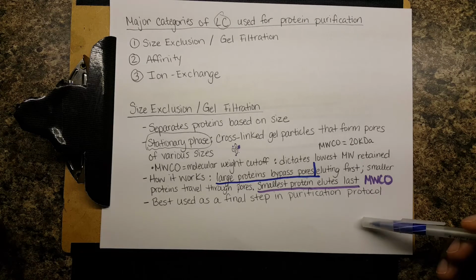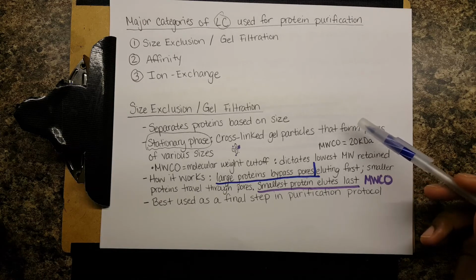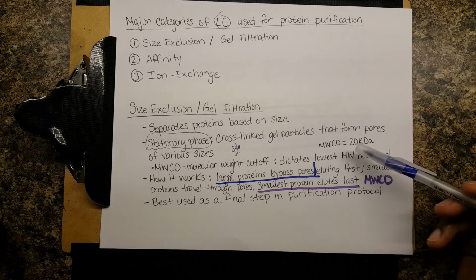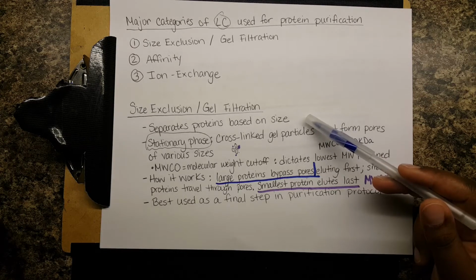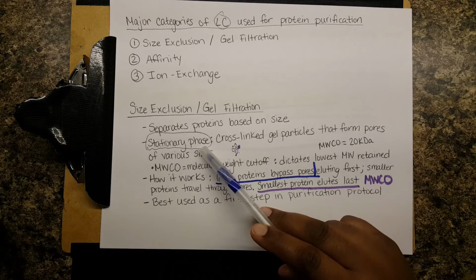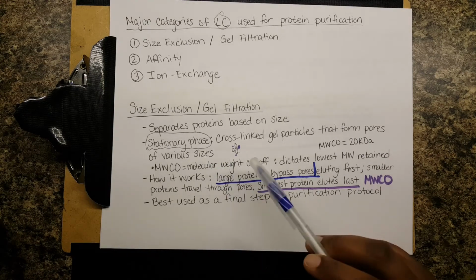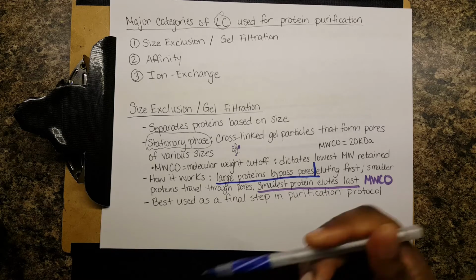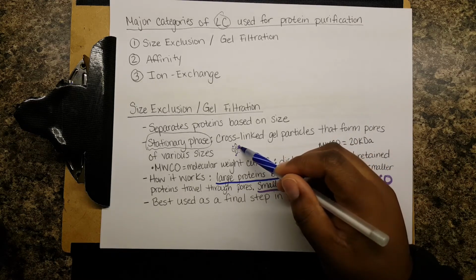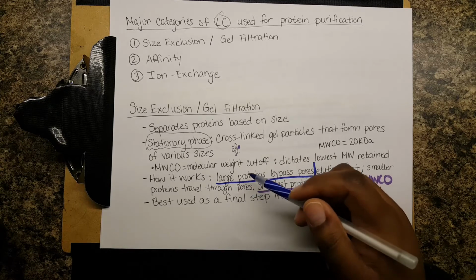The first category that we're going to talk about is size exclusion. So size exclusion separates based on size. Pretty logical, self-explanatory. And your stationary phase, so the resin that does the separating, is just composed of cross-linked gel particles that form pores of various sizes. So this was my pore drawing of the purple and the blue little dots. Those are the gel particles of various sizes.